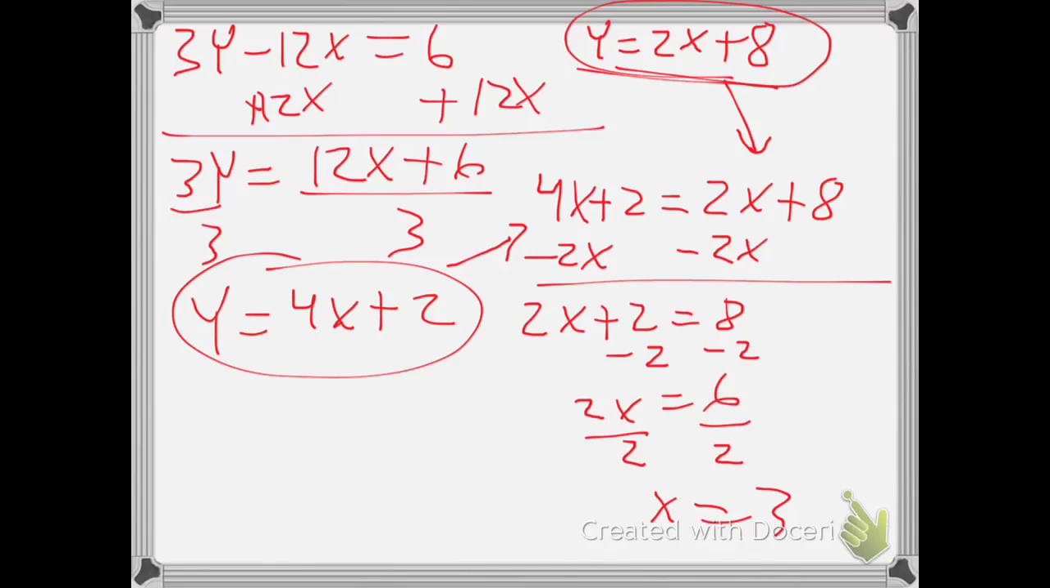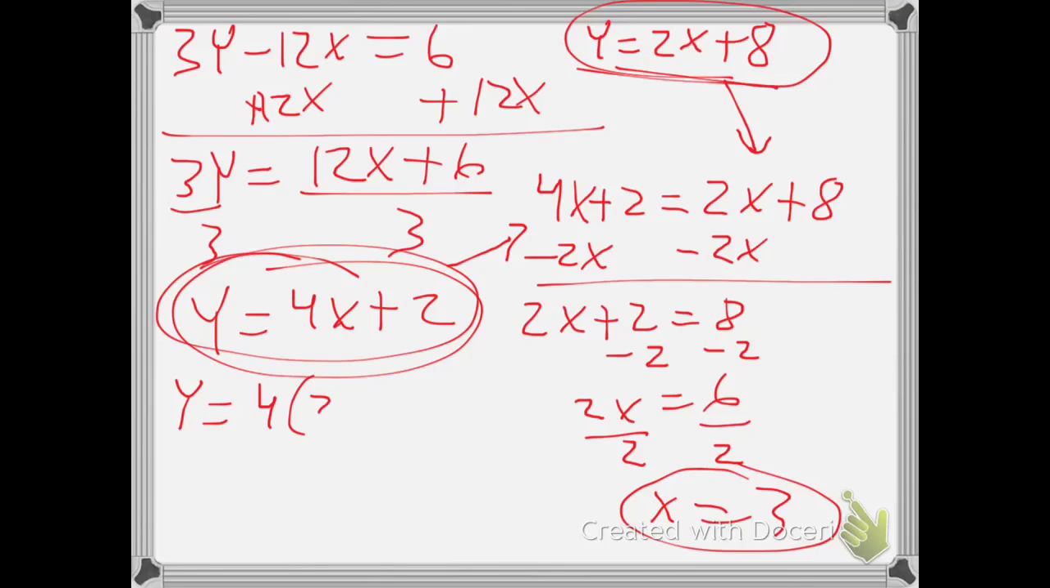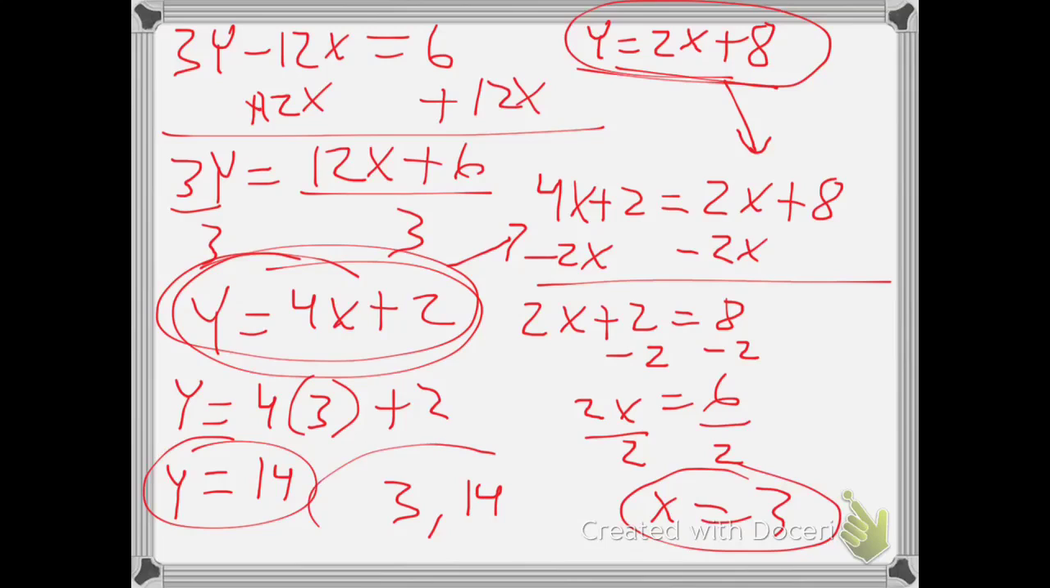Okay, we're only half done, because you have to get both x and y. Well, now you can just plug this in. Let's plug it into this one, because it's right here. It doesn't matter which one you plug it into, because you'll get the same answer. So plug it in for x. 4 times 3 is 12, add 2 is 14. So y equals 14. So you get the point 3, 14 as your solution. Ta-da!